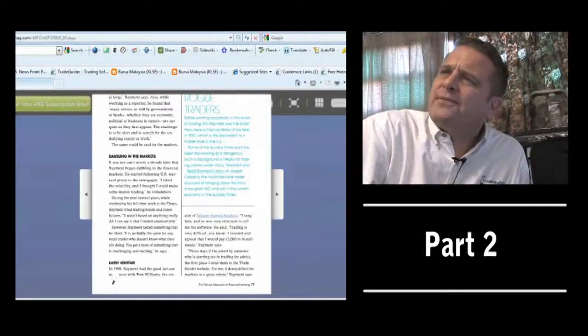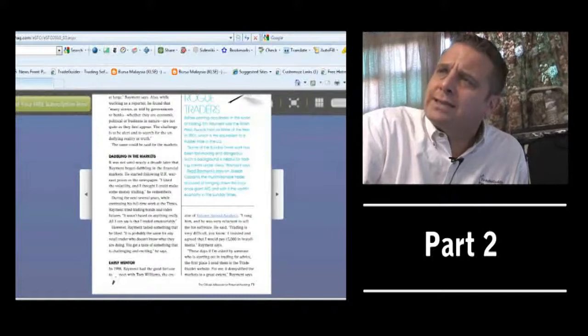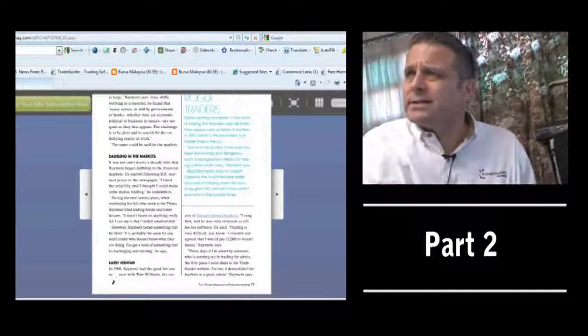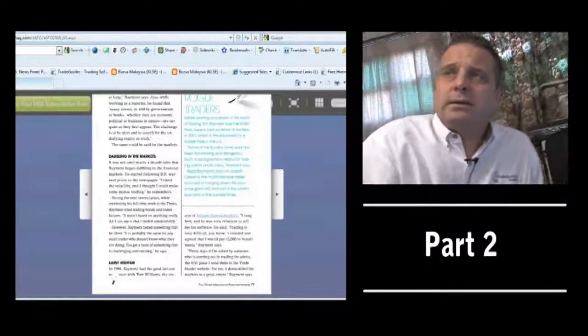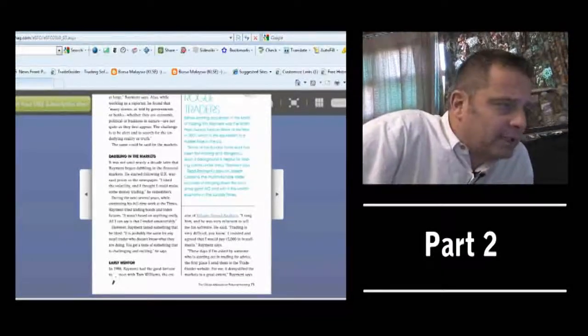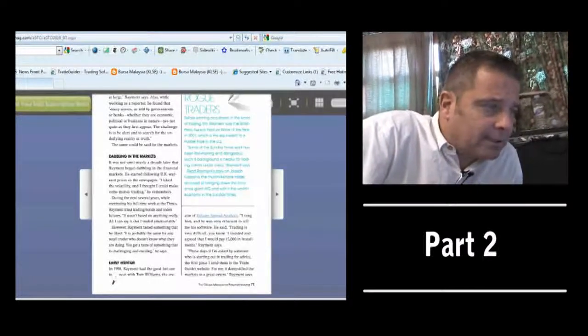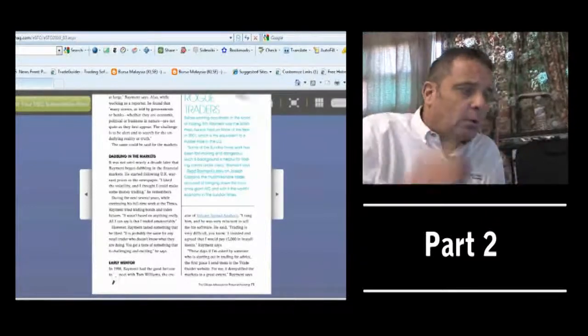During the next several years, while continuing his full-time work at the Times, he's a... Tom, am I right in saying he's a prize-winning journalist? Yeah, investigation journalist. And he won the equivalent of a Pulitzer Prize. So a very intelligent guy. Oh, very. During the next several years, while continuing his full-time work at the Times, which is a major newspaper here in the United Kingdom, Raymond tried trading bonds and index futures.